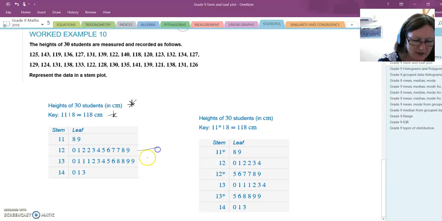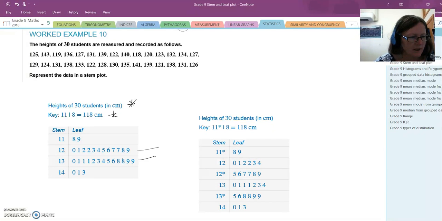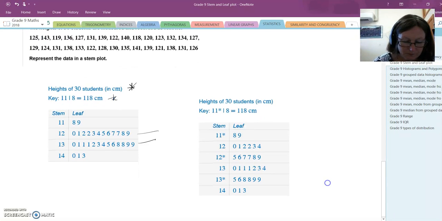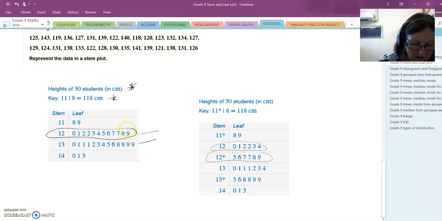What we often do if we have particularly large leaves, so these are quite large leaves, they're quite long, it's much easier to interpret this data if the stem was broken up into smaller intervals. So what we do, if you look here, look at these scores here. We have split them up. This row here is just 12, and it's all the numbers in the leaf up to, but not including 5, so up to 4. Then 12 star is all of these scores here from 5 onwards, so from 125 centimetres onwards. Let's look at our 13. So all the scores up to here, below 5. So all these scores here are listed here, and all the 13 scores greater than 5 are broken up here.